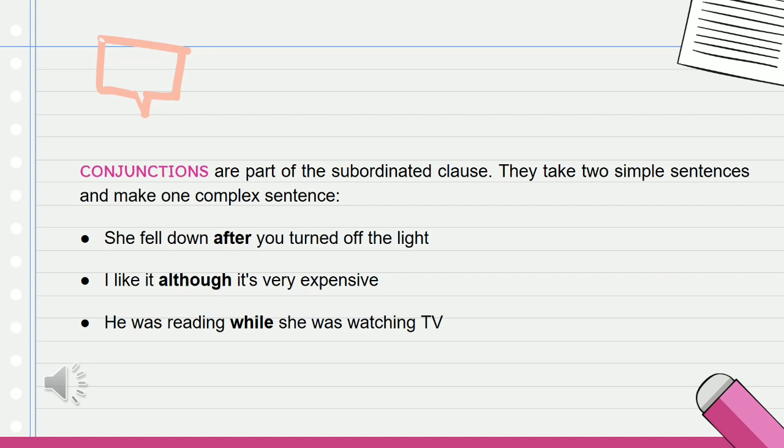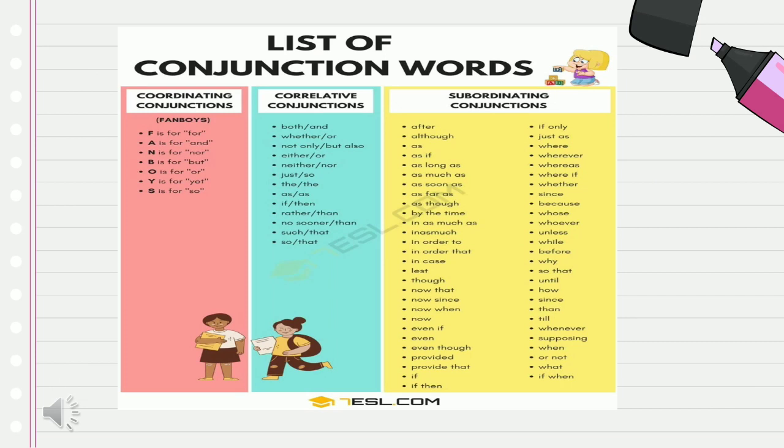Another example: I like it, although it's very expensive. In this sentence, we use "although" as a conjunction. And the last example: he was reading while she was watching TV. In this sentence, we use "while" as a conjunction. These are the other conjunctions.